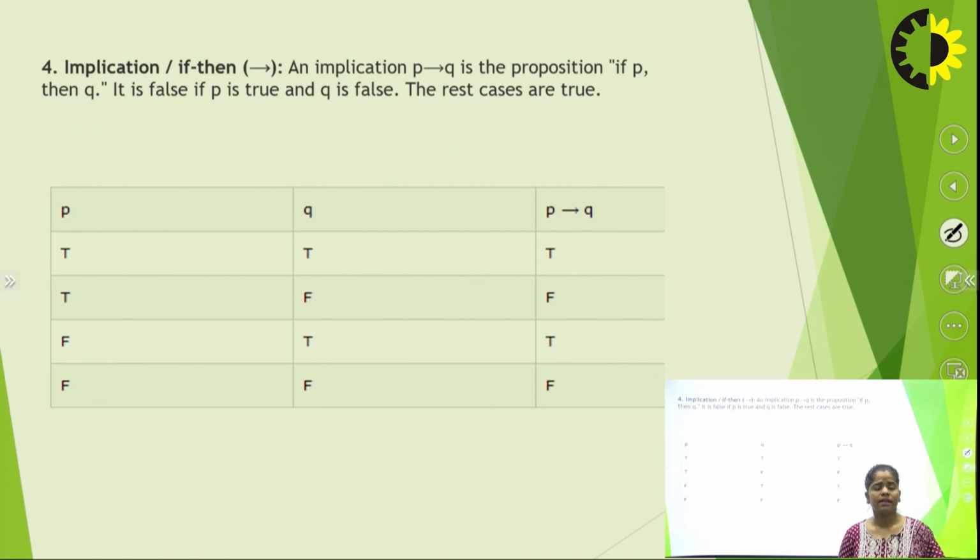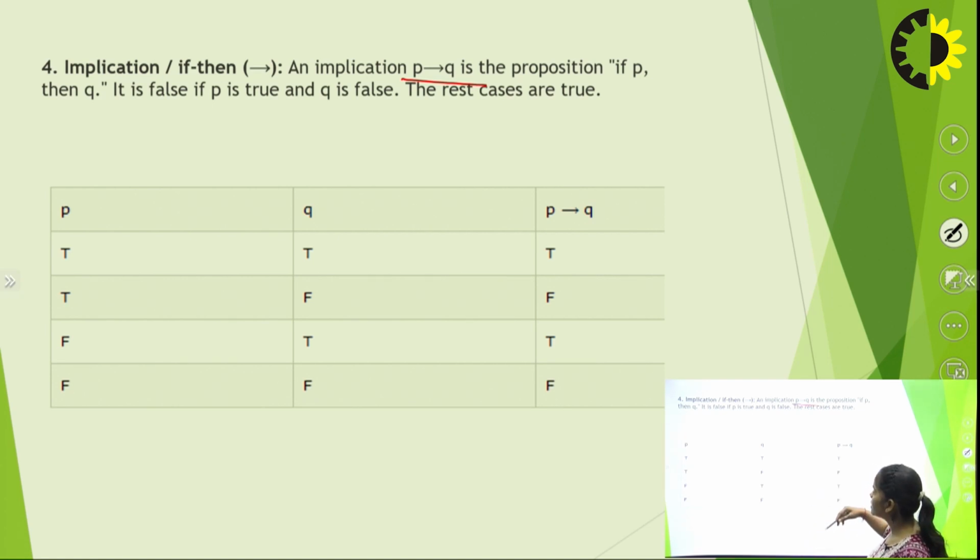Now let's come to implication, that is the fourth operation, basically the fourth logic. It represents the if-then relationship between statements, and it is represented by this symbol. So what is implication? Implication is: if P then Q. If P then Q means if P is true, then Q should be true. This is the implication rule.